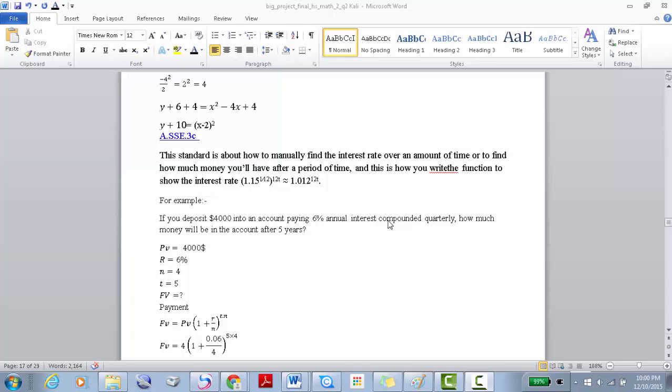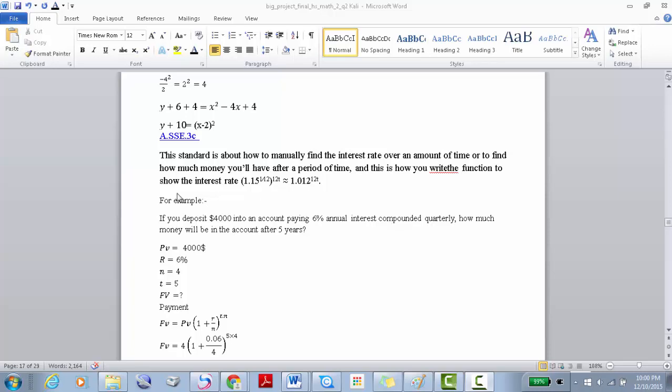This next standard is SSE3C. The standard is about how to manually find the interest rate over an amount of time, or to find how much money you'll have after a period of time. So this is the function that we use. It's 1.15 to the power of 1 over 12 in brackets to the power of 12t. So that'll be 1.012 to the power of 12t.